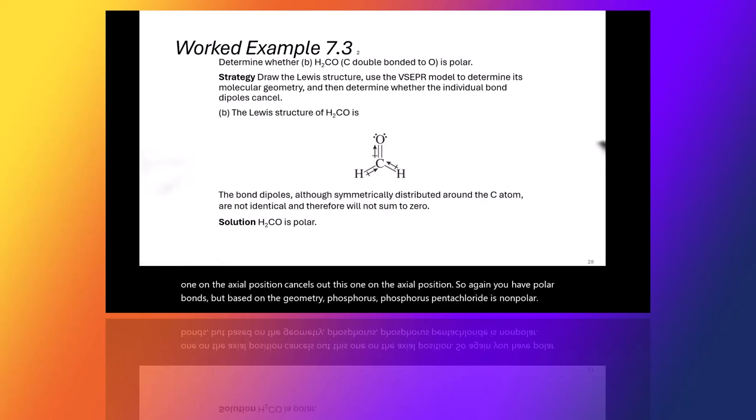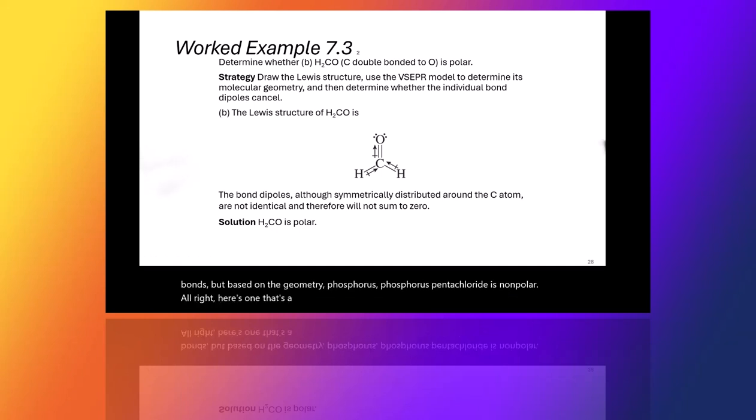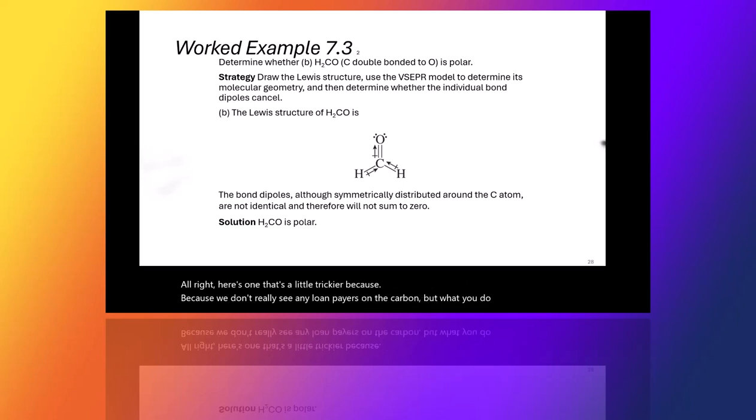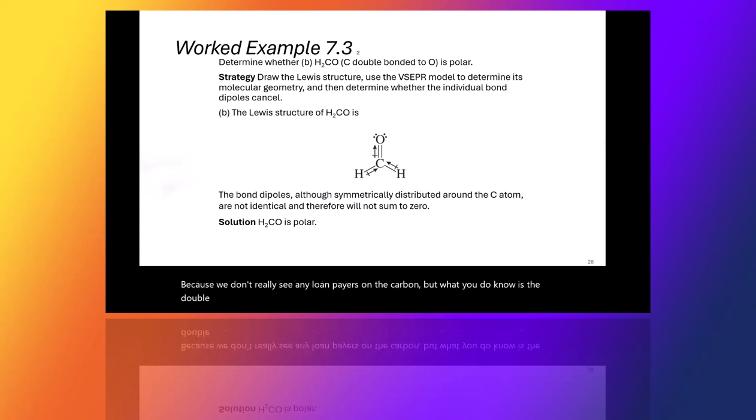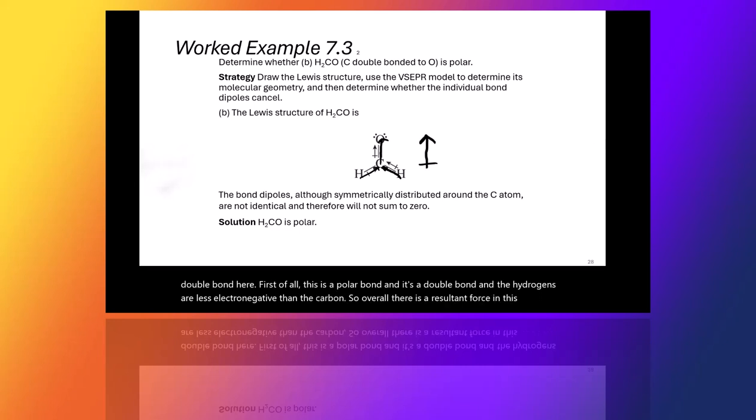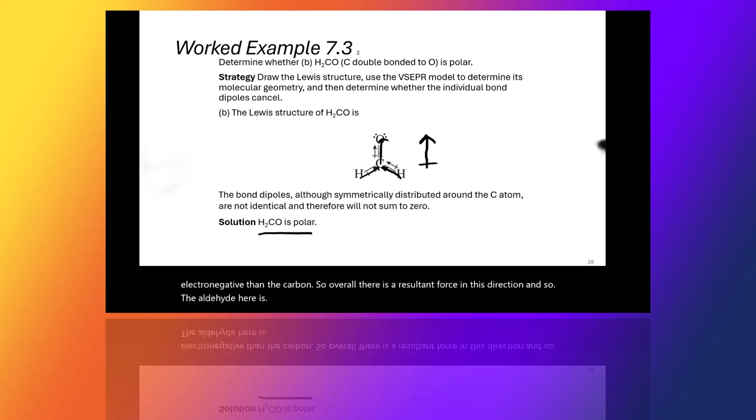All right, here's one that's a little trickier because we don't really see any lone pairs on the carbon. But what you do know is the double bond here. First of all, this is a polar bond, and it's a double bond. And the hydrogens are less electronegative than the carbon. So overall, there is a resultant force in this direction. And so the aldehyde here is a polar substance.